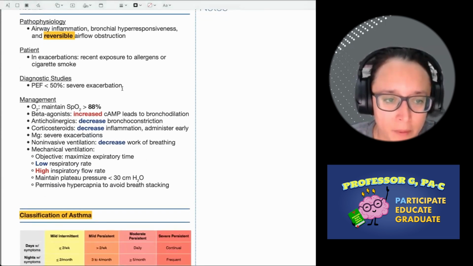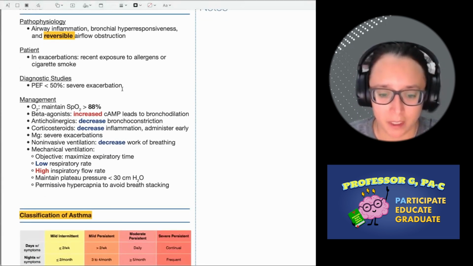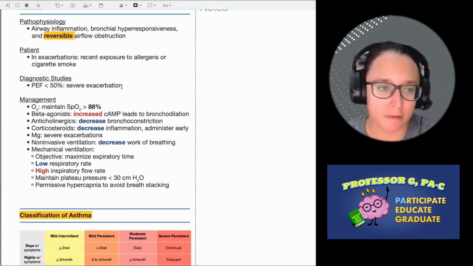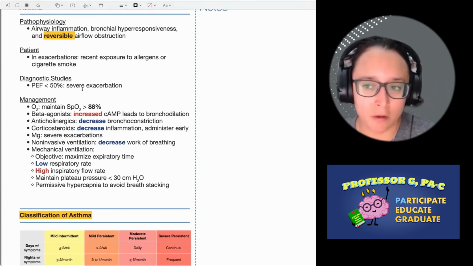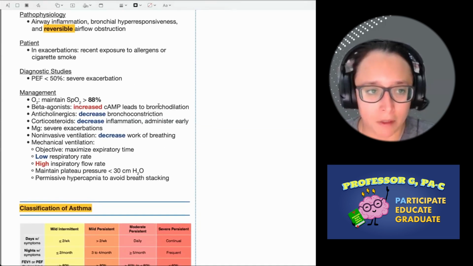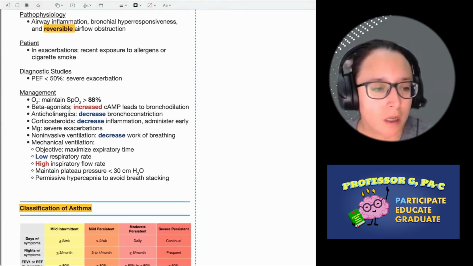You use a peak flow meter to try to assess the normal lung conditions for each patient. If you have a peak flow less than 50% in an acute setting, that's diagnostic of a severe exacerbation. According to the textbook, like I said, I don't see it very often in the real world.